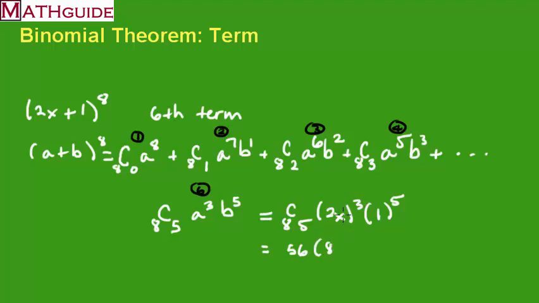That's 8. Right? 2x times 2x times 2x. It's 2x cubed. And 1 to the 5th is just plain old 1. So when I'm done multiplying all this together, really just 56 times 8, I get 448 x cubed. And there's our first answer to our first problem. All right, let's go on to another problem.